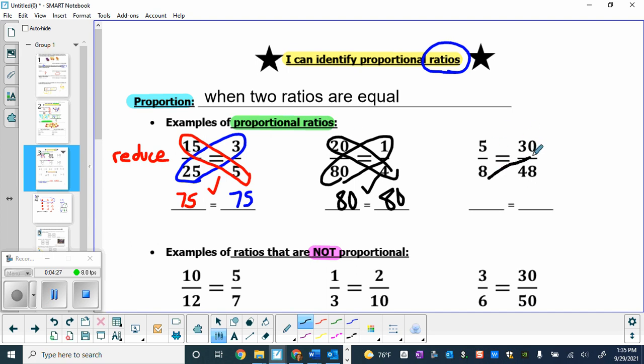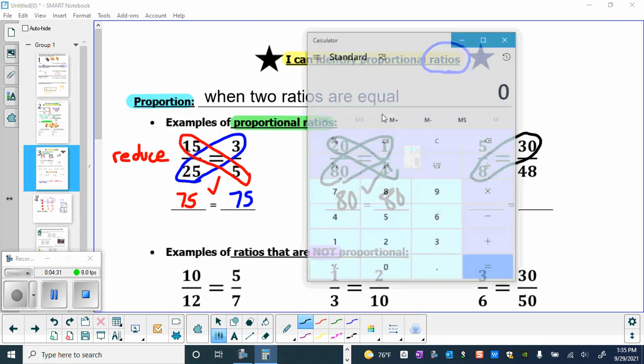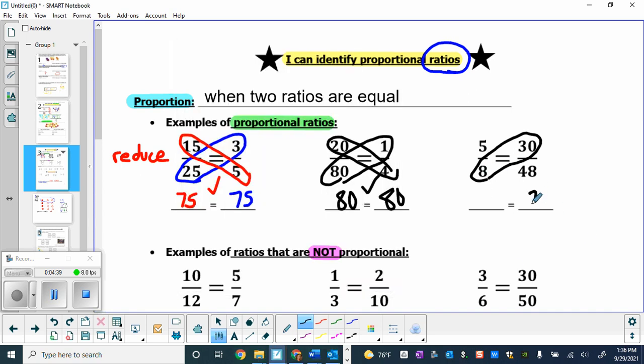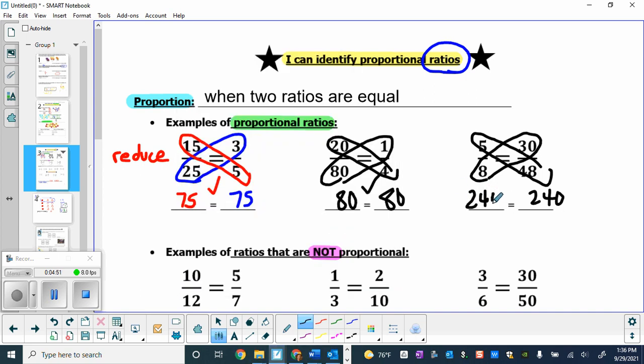Let's try another one here. If you don't remember that 8 times 30 is 240, it's okay, you can just take your calculator and do 8 times 30. Okay, good, I got 240. So 8 times 30 is 240. And then 5 times 48, I bet nobody in here knows that one off the top of their head, so we'll see that one in the calculator. 5 times 48, all right, cool, it's 240. So again, because I cross multiply and get the same answer, these are proportional. The thing I'm going to mention again is cross multiply. You want to cross multiply.